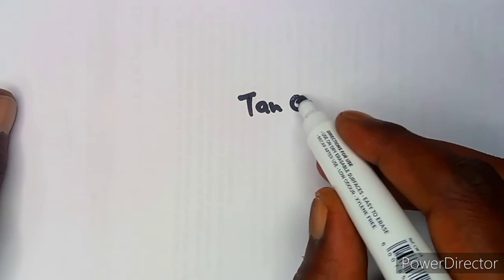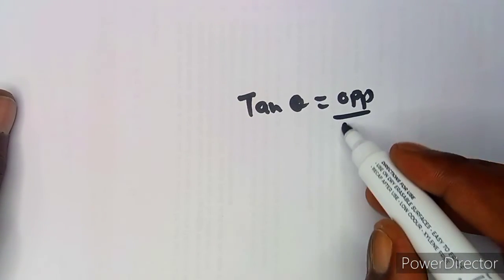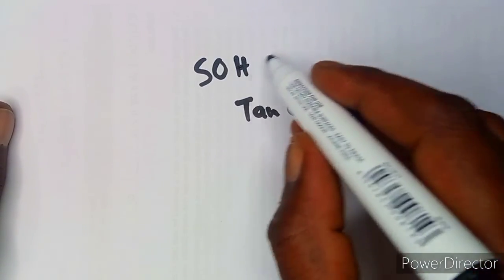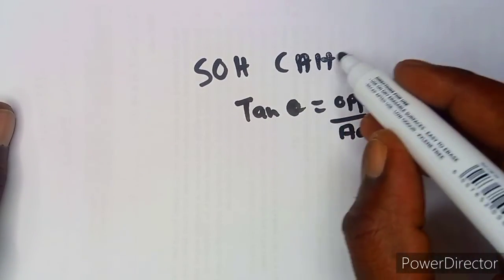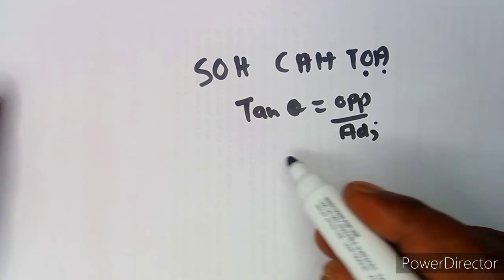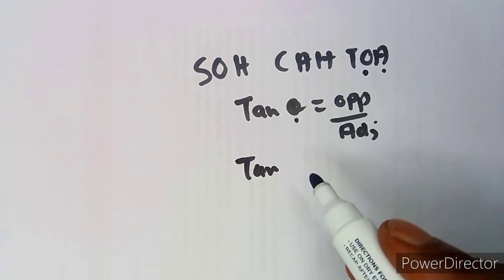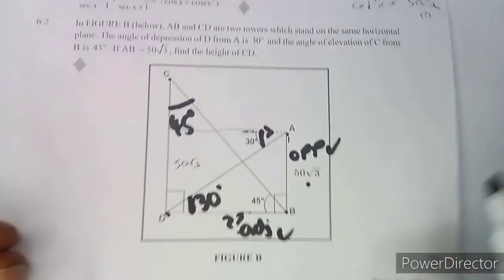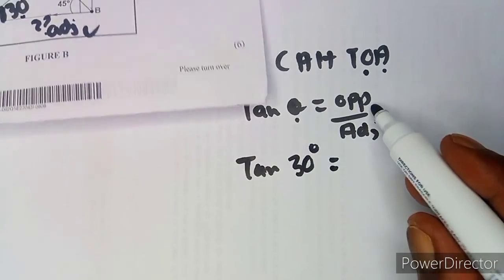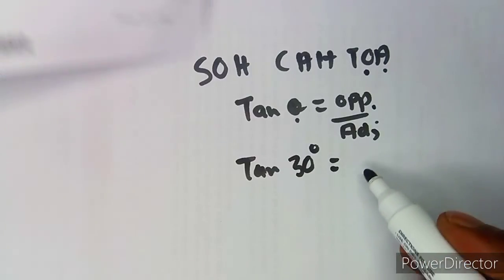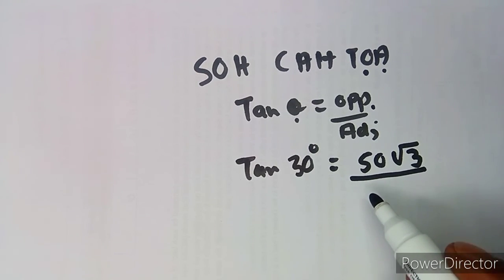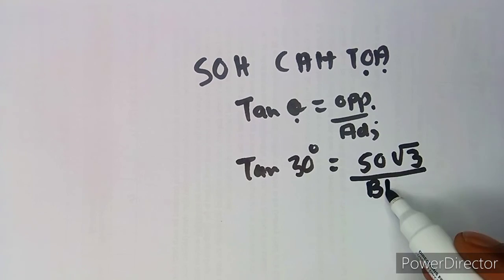So which ratio uses opposite and adjacent? From SOHCAHTOA, opposite and adjacent is obtained from tan theta, which is opposite over adjacent. So we have tan is opposite over adjacent. In this case, our theta is the angle that we used, which is 30 degrees. So tan 30 degrees is equal to opposite, the opposite that we are talking about is 50 square root of 3, over the adjacent, which is BD or DB.